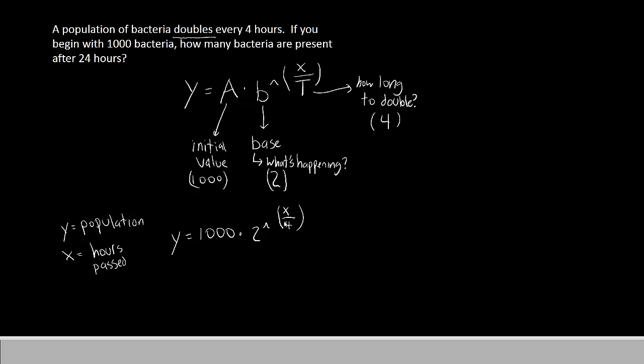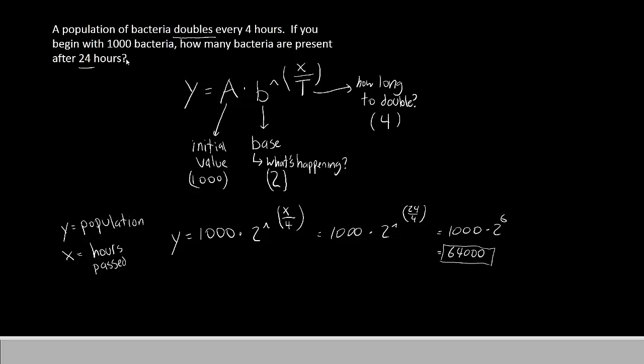Now the question says that 24 hours have actually passed. So our equation will be 1,000 times 2 raised to the 24 divided by 4, which is 1,000 times 2 raised to the 6th power. If you place this into a calculator, you'll get 64,000. And that answers the question. After 24 hours, the population of bacteria will become 64,000, up from 1,000.